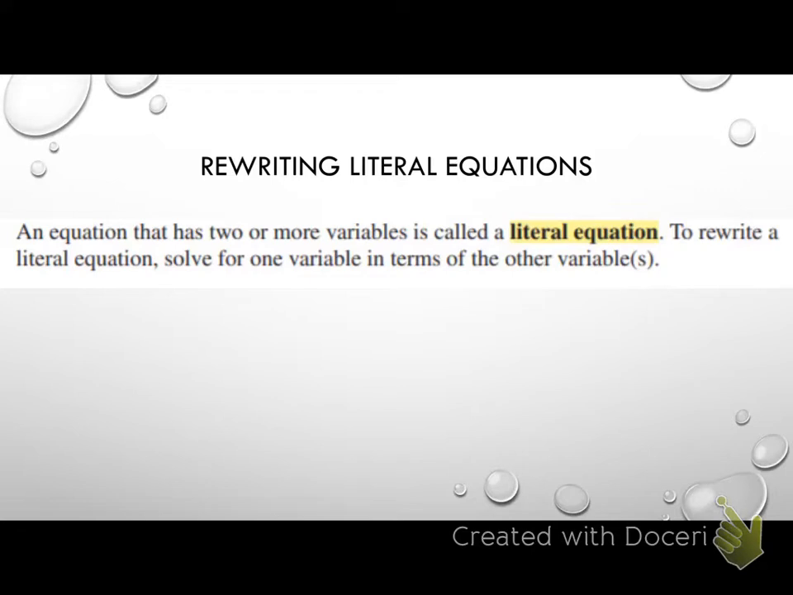Are there any questions about what a literal equation is or how we solve them? I see some people writing, so I'm going to wait a second to move on. Am I good to move on?